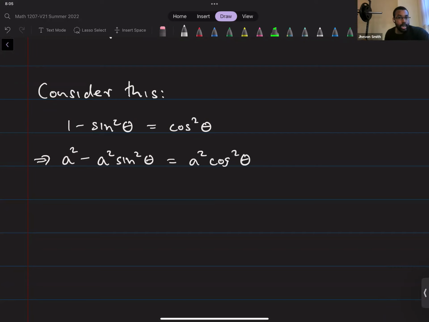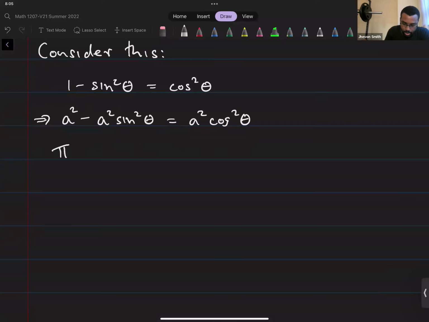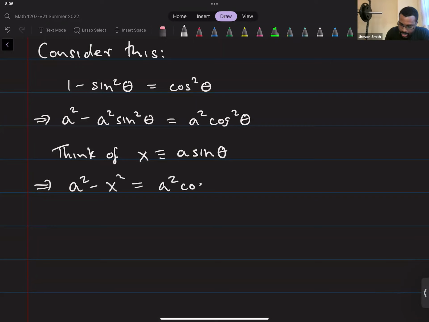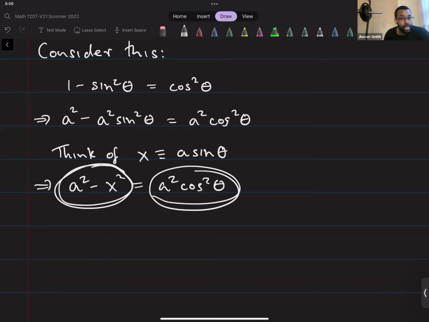And something like this could happen, right? Let's say I think of my x as being a sine theta. What this means is that if I have a squared minus x squared, I can think of this as a squared cosine squared theta. So I have something like this being equivalent to something like this.